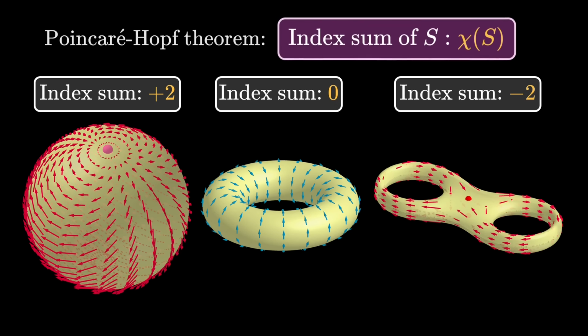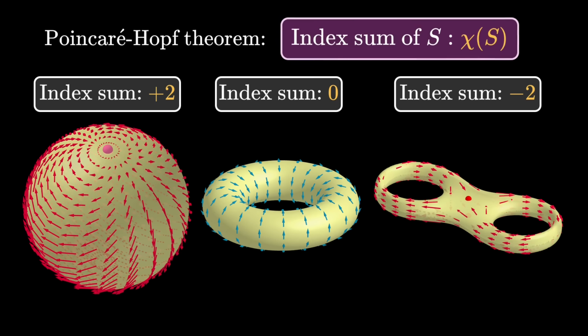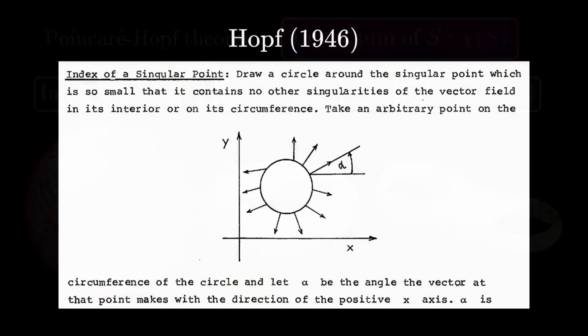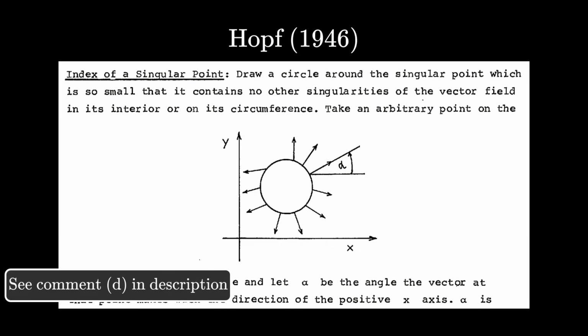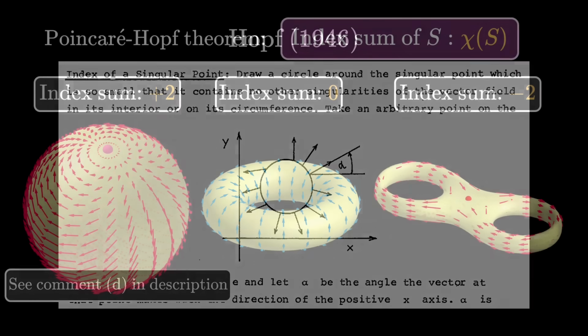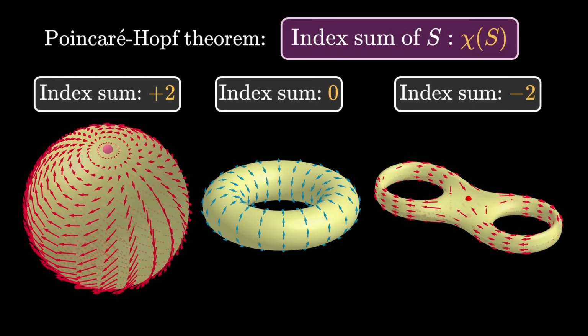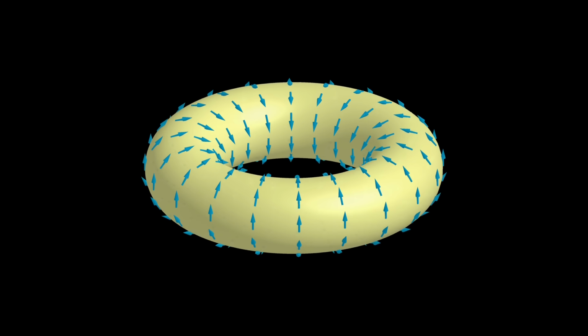This is known as the Poincaré-Hopf theorem, and it's the same Hopf that gave the previous proof. In fact, he was trying to prove the more general theorem rather than just the hairy ball theorem. Here's a quick reminder of what Euler characteristic is.